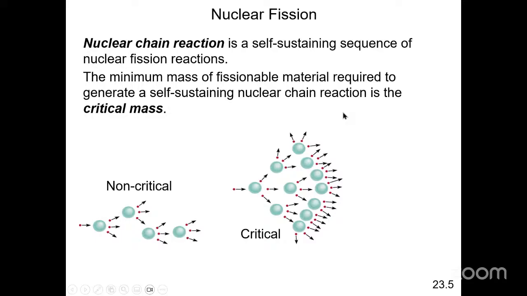In order for the chain reaction to continue, you must have at least a minimum amount of the material that would allow for that chain reaction. If the mass is too small, then after a certain number of collisions between the neutron and the remaining uranium-235, the reaction will stop, all right?